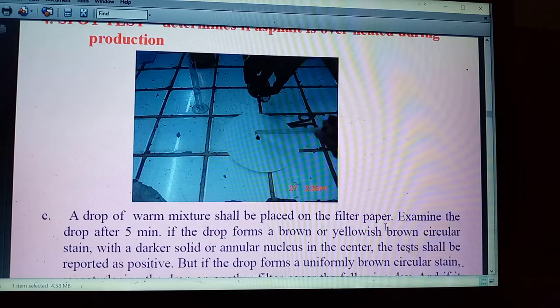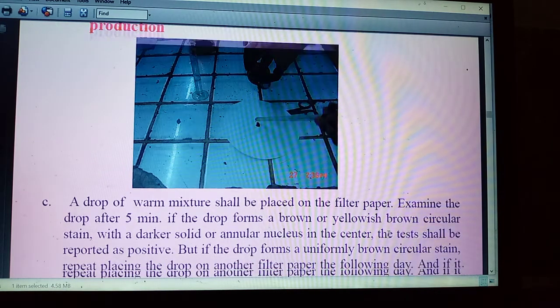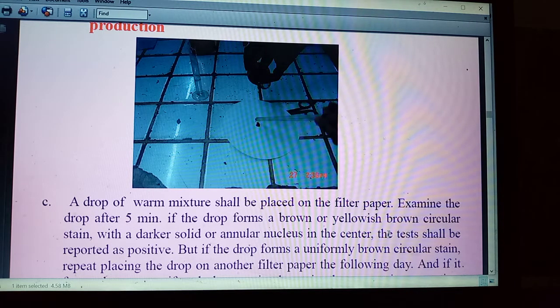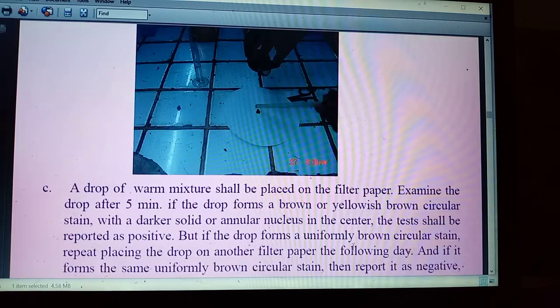Drop a warm mixture and place it on filter paper. Okay? Examine the drop after 5 minutes. If the drop forms a brown or yellowish-brown circular stain with a darker solid or annular nucleus in the center, the test shall be reported as positive. Okay? Magiging positive yung spot test mo kapag brown or yellowish-brown circular stain yung nabuo. But if other than that, kung uniformly brown circular stain siya, okay?